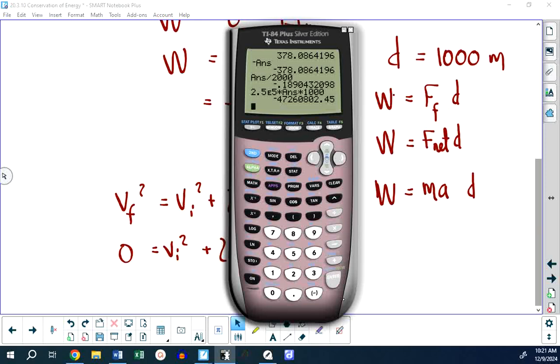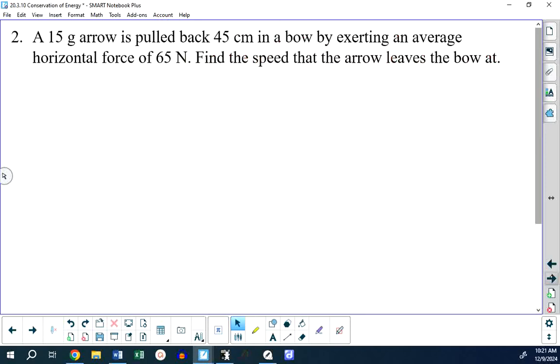Let's take a look at another one. A 15-gram arrow is pulled back 45 centimeters in a bow by exerting an average horizontal force of 65 newtons. How fast will the arrow leave the bow?